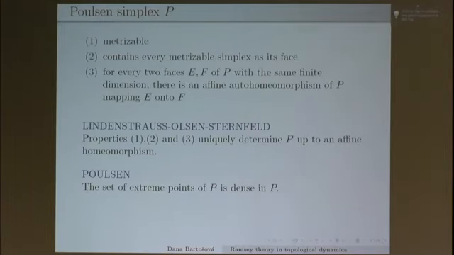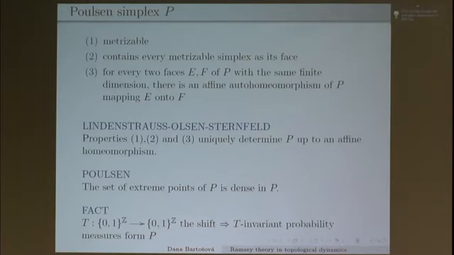And Poulsen built this to show that the set of extreme points can be dense. And for instance, this appears all around. If we take just a shift, the Bernoulli shift, then the Poulsen simplex is the space of invariant probability measures. So it's an object that was not cooked up just to have an example.